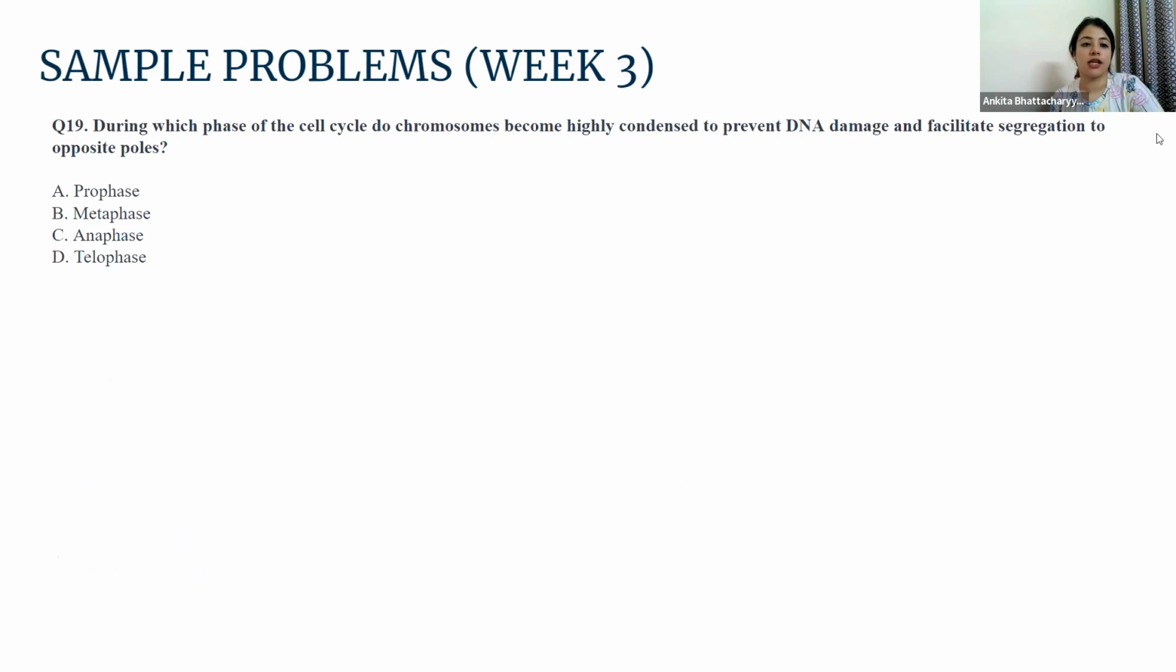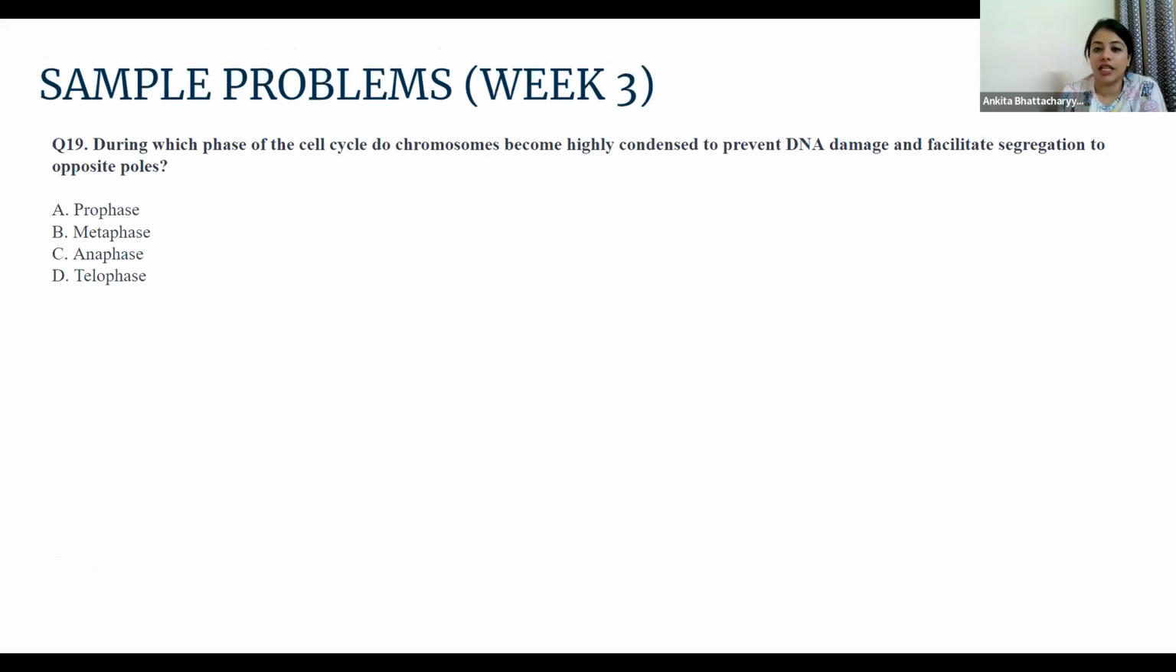The next question is asking during which phase of the cell cycle chromosomes become highly condensed to prevent DNA damage and facilitate segregation to opposite poles. As we've already studied the different phases of the cell cycle, particularly the M phase, there are a lot of divisions: prophase, metaphase, anaphase, telophase, and finally cytokinesis. Segregation to opposite poles is the very unique feature of anaphase only.